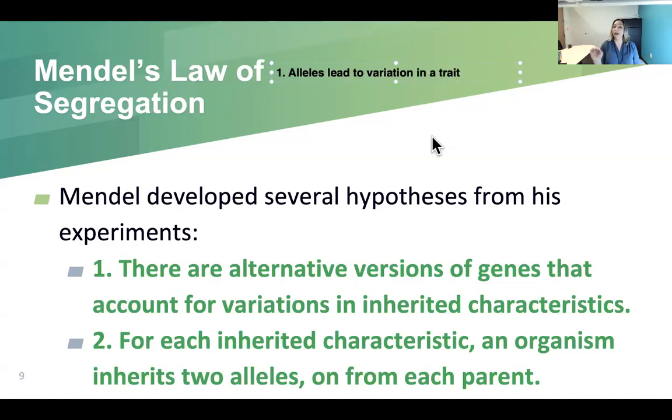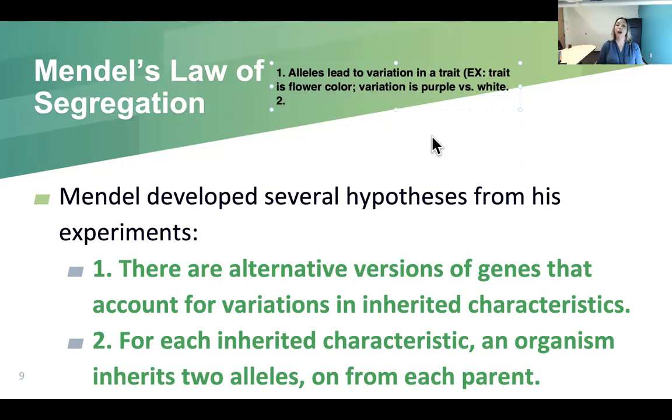So our trait is flower color. The variation would be purple versus white. So I'm going to write that here. Okay, so that is the first, we call it a postulate or I guess statement that Mendel came up with.